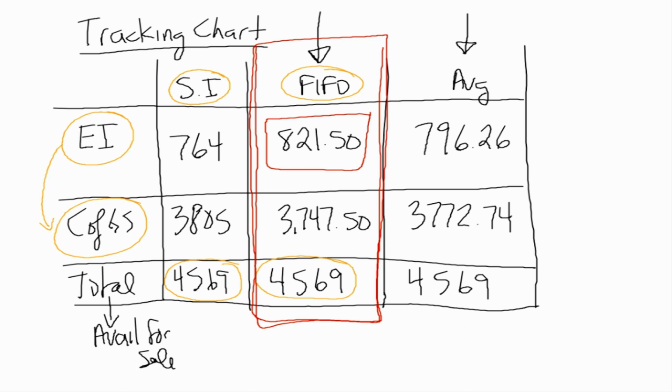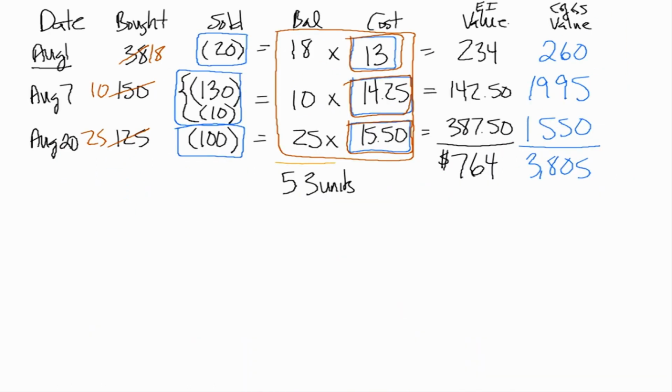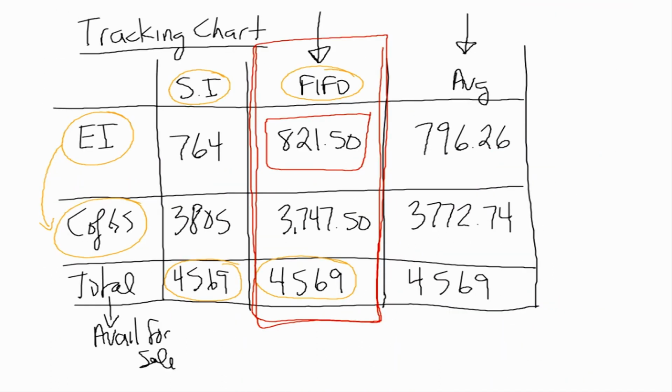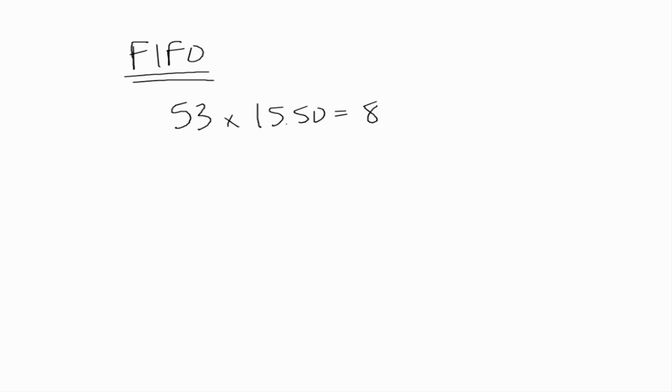So don't forget, under FIFO, and I'm just going to go back to the FIFO page for a second. Under FIFO, these 53 units cost $15.50 each, right? So let's just look at that. Assume we chose to use FIFO, right? And so we have 53 units. They're at $15.50, and that equals $821.50. So if you were looking at our T account in inventory, we would have $821.50.